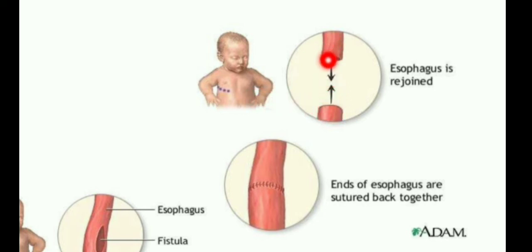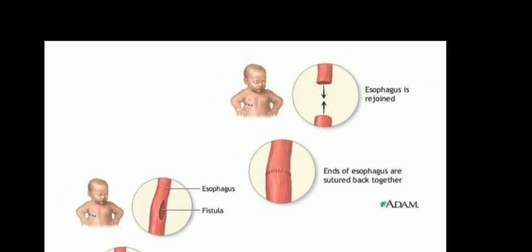Here is the esophagus. This is the proximal end, and this is the distal end. In between, the blind ends are there, and they will cut those. The esophagus is rejoined. Look at this picture. They cut, then suture around the end of the esophagus, and suture it back together.